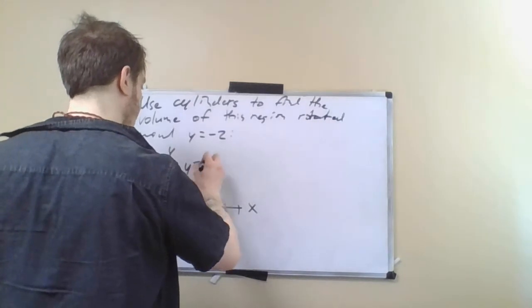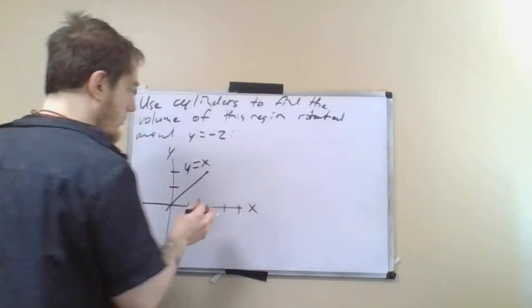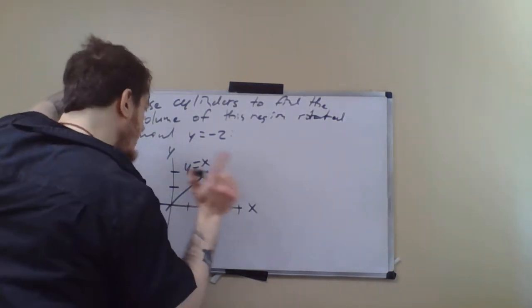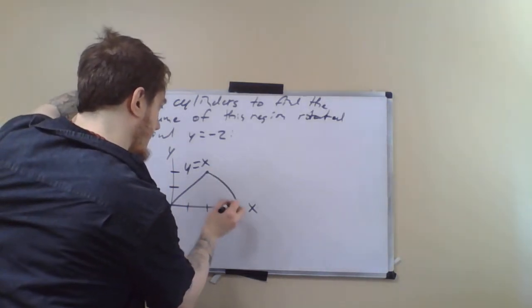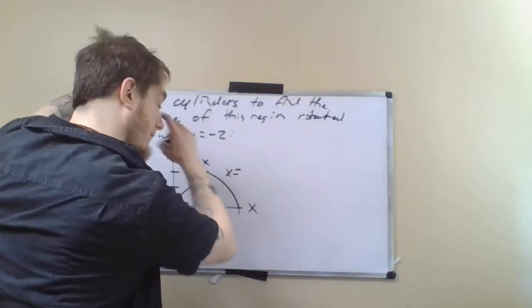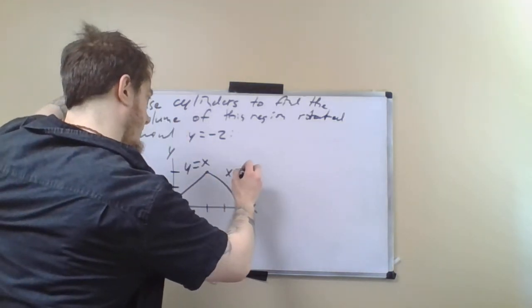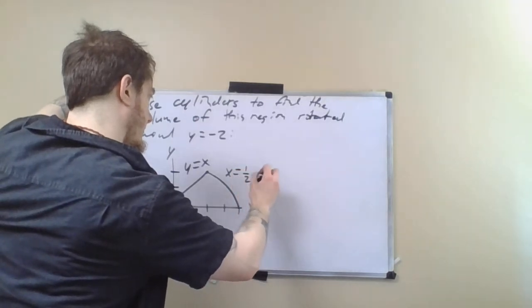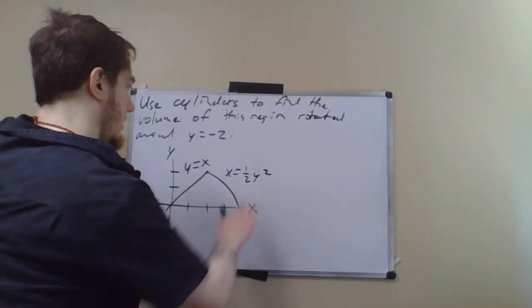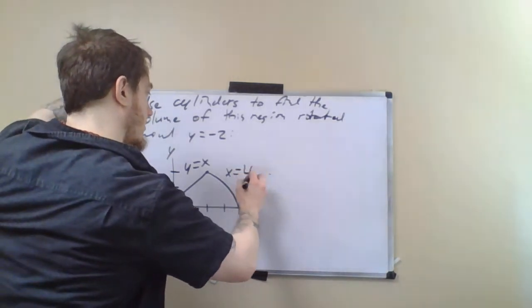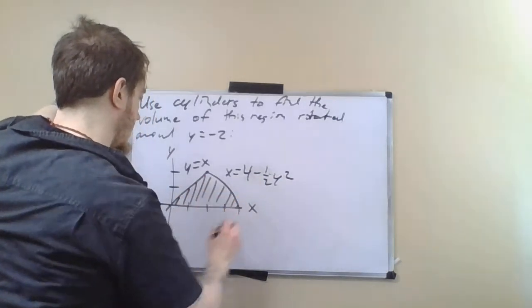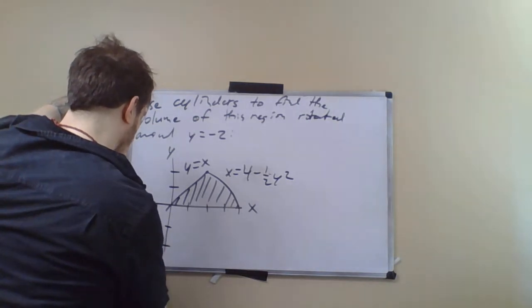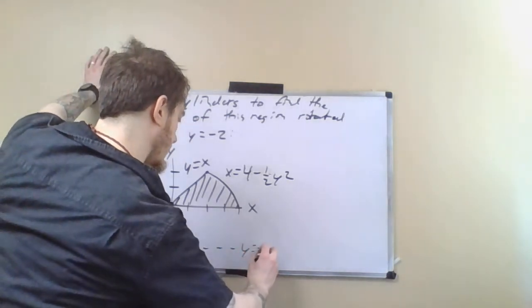This is the line y equals x, and then we're going to have, let me make sure that I actually do this correctly here. x equals 4 minus 1/2 y squared. And so I'm going to take this region and I'm going to rotate it around the line y equals -2.